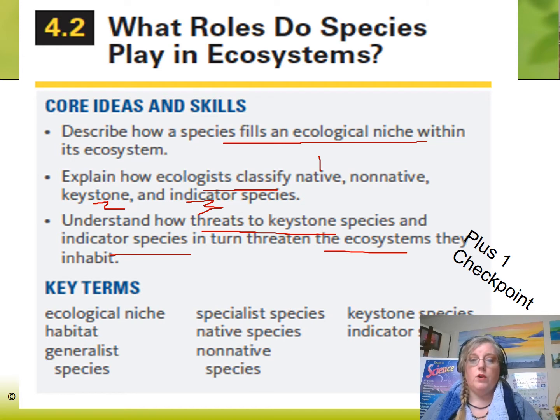All right, so what we're talking about now is how do we classify the ecosystems and what happens when something messes with these animals. Okay, if something happens, these animals start to become endangered or extinct, how does that affect the ecosystem?